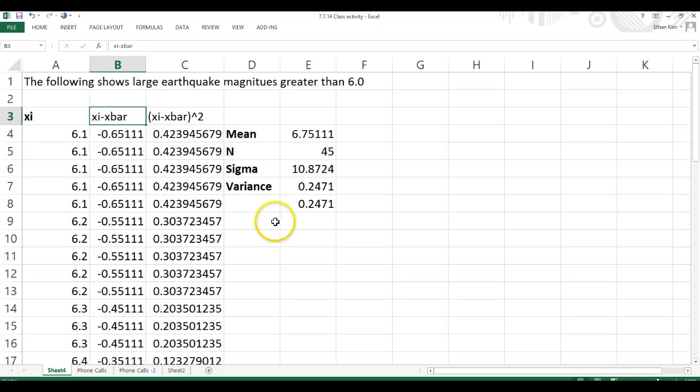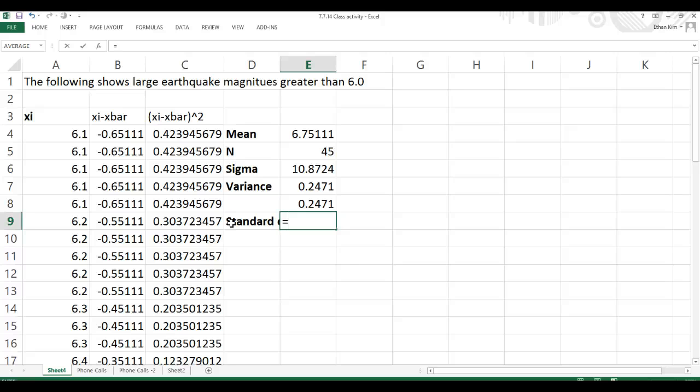Oh, I forgot one thing. So variance, and then we have to find the standard deviation, right? We forgot to do that. Standard deviation, right? And we do that by taking the square root. And there is a square root function.